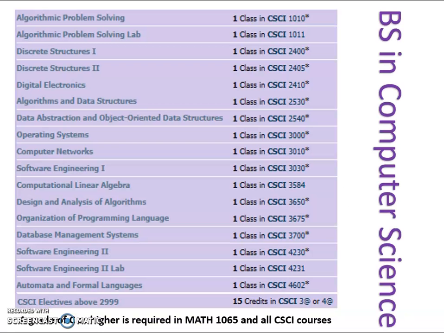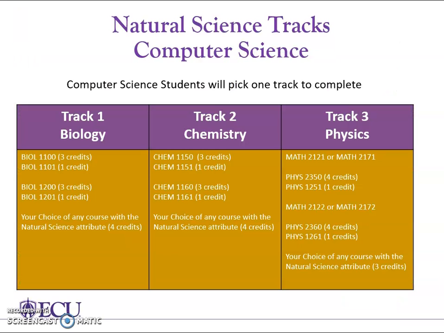This is a list of all computer science courses that is required to be taken by all computer science majors. You will see that there is a requirement of a C or higher in Math 1065, but also there is a grade requirement of C or higher in all of your computer science courses. Computer science students are required to complete 12 credits of natural science. The easiest way to break this up is to show you what they look like in our tracks. Track 1 is biology, track 2 is chemistry, track 3 is physics.